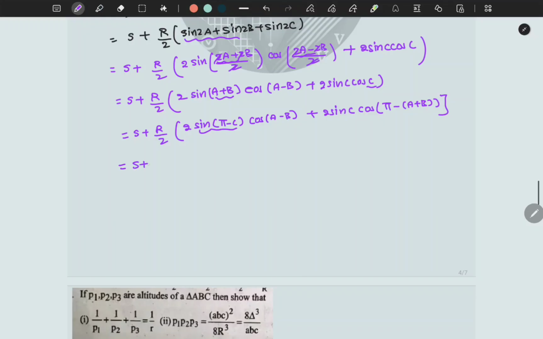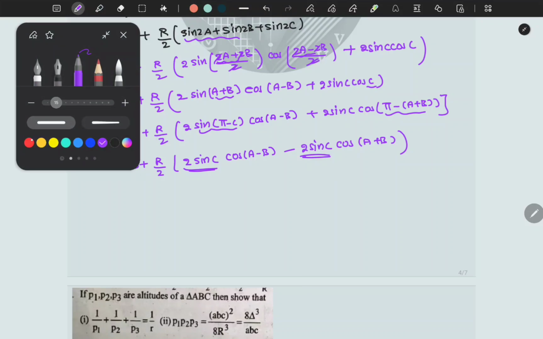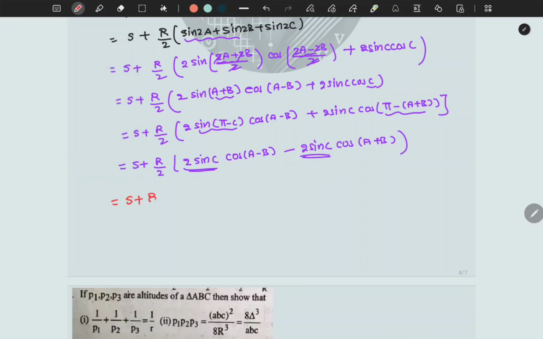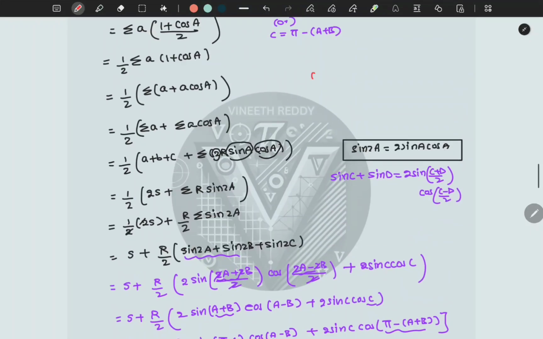Sine of 180 minus theta is sine theta only, so we get 2 sin c cos(a minus b), and cos of 180 minus theta is minus cos theta, so we get a minus sign here, minus 2 sin c cos(a plus b). Can we take 2 sin c common from this step? Yes, we can take 2 sin c common, so we get (s plus r) by 2, and 2 sin c common here, and what remains is cos(a minus b) minus cos(a plus b), right? Now again we will write that formula here.